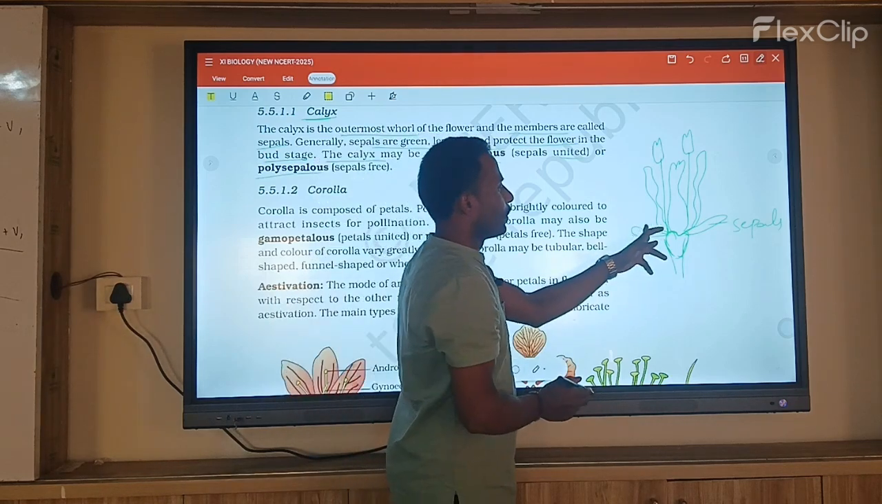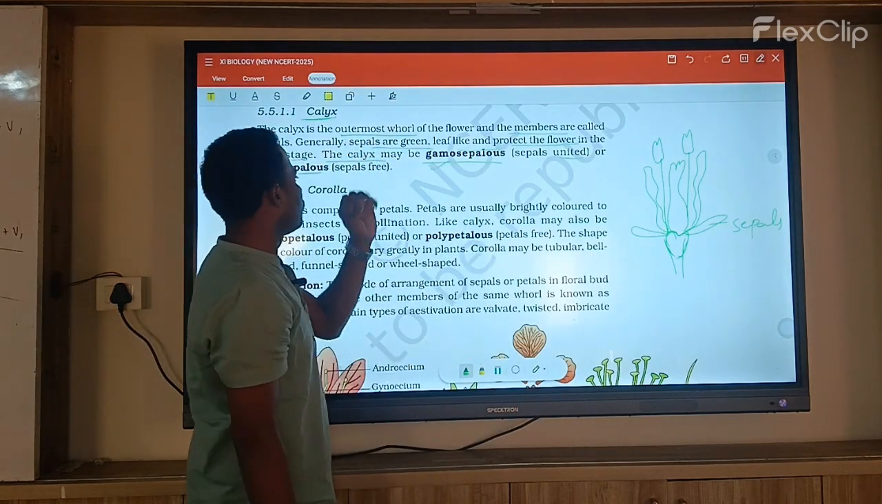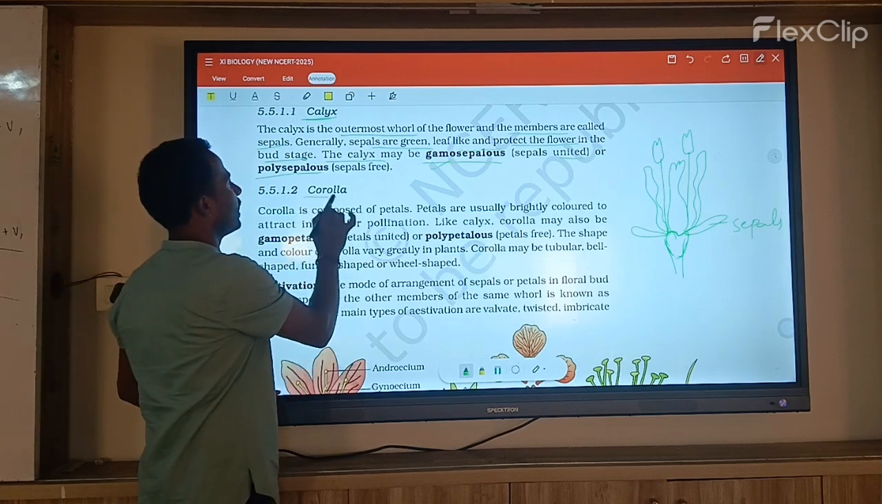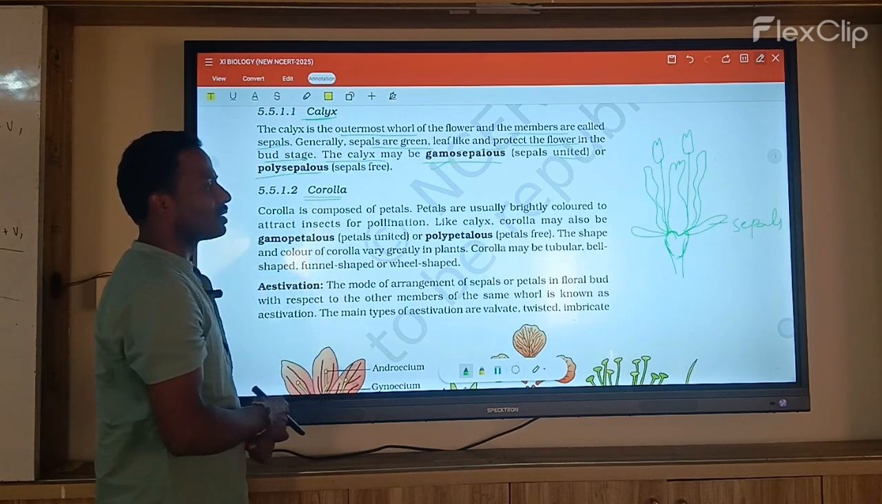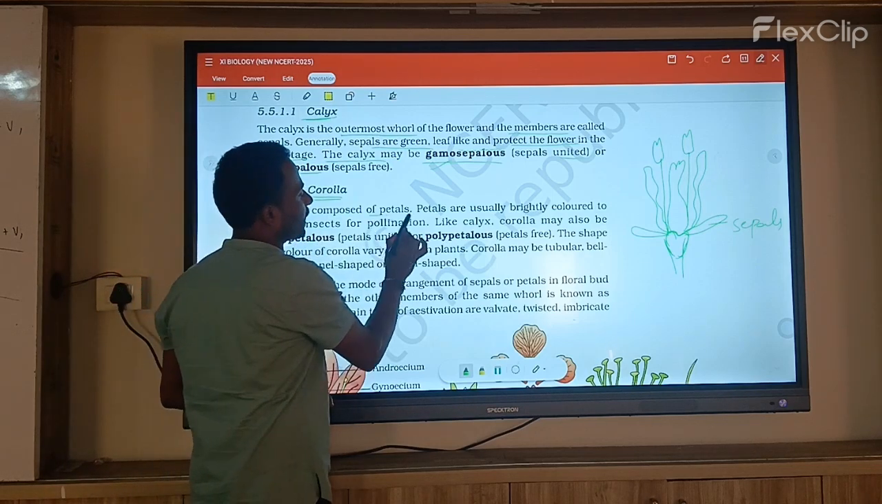And when they are completely fused, that is called a gamosepalous condition. If they are free, that is a polysepalous condition. The next one is the corolla, the second whorl. The corolla, or petals, is composed of petals.